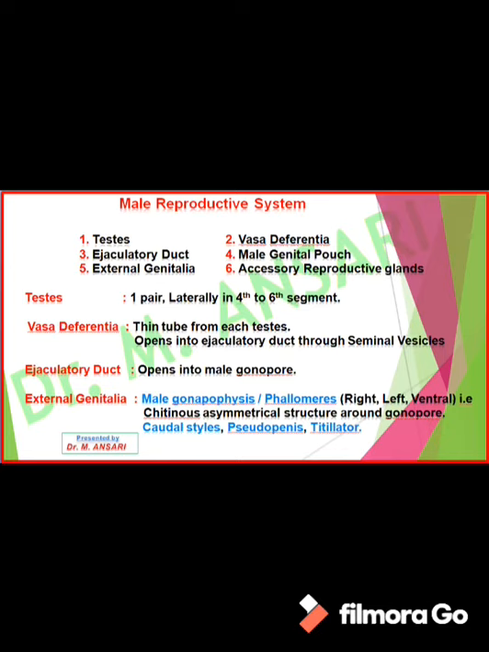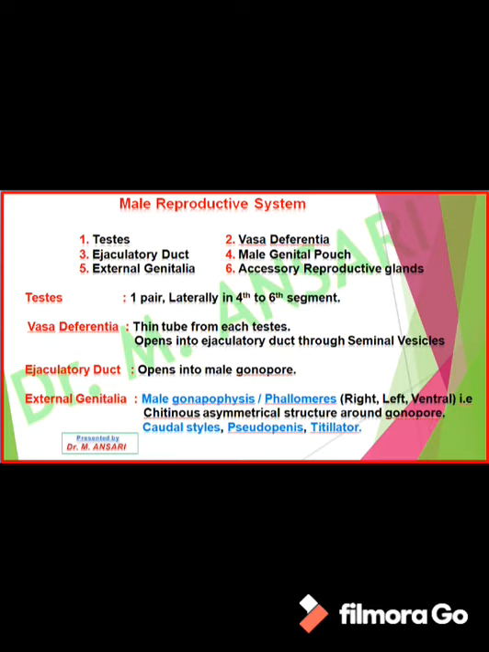The male reproductive system consists of testes, vasa deferentia, ejaculatory duct, male genital pouch, external genitalia and accessory reproductive glands. One pair of testes is present laterally in the 4th to 6th segments. From each testis, a tubular structure, the vas deferens, originates. The vasa deferentia from both sides open into the ejaculatory duct through the seminal vesicle. The ejaculatory duct runs forward and opens outside as the male gonopore.